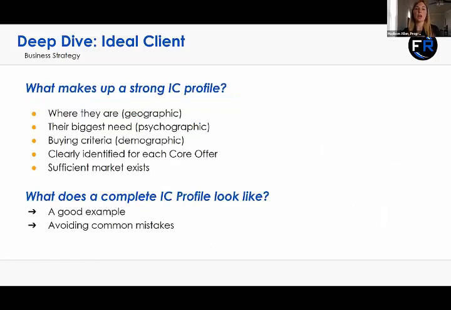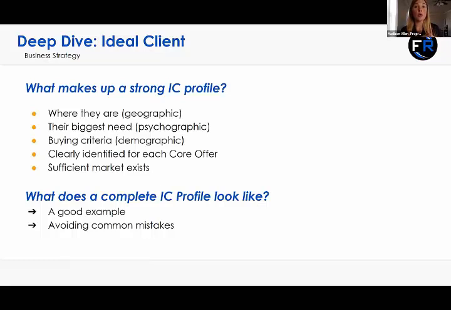So what makes up a strong ideal client profile? We just kind of unpacked these, but you need to know where they're at, what their biggest need is, their buying criteria, and then you need to have a clear ideal client profile built out for every core offer that you have. So we talked about the pitfall of having too many core offers. You can have a few, but I would not recommend more than 3, at the maximum 3. I would say even our best business owners probably have 2 core offers that they're known for. Many have 1. But regardless of how many you have, there should be a clear ideal client per core offer.